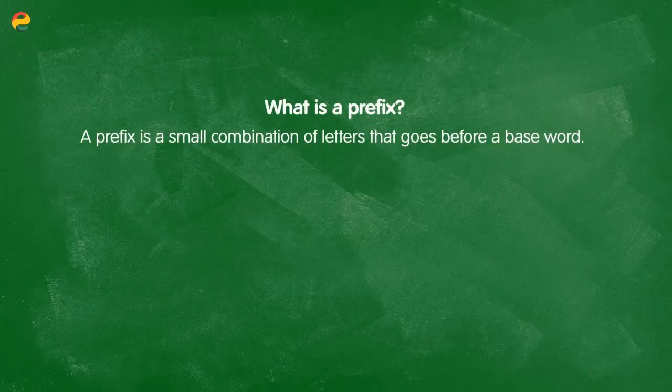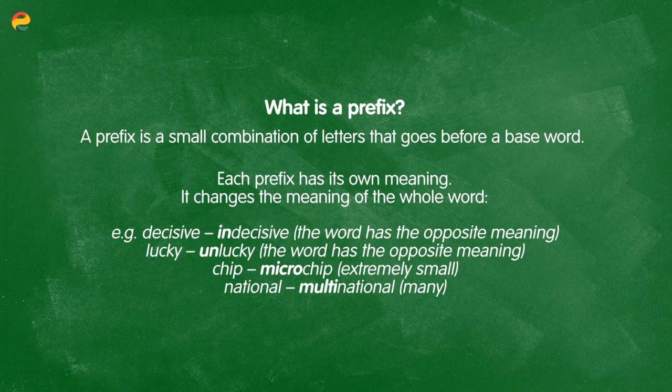First, we have what we call the prefix. This is a small addition to the beginning of the root word, which changes the meaning. For example, indecisive, or unlucky, or microchip, or multinational. Here, all of the root words, decisive, lucky, chip, national, have had their meanings changed by the addition of a prefix. Now, if that's a prefix, we have something else that I'm sure you've seen at the end of a word, and we call these suffixes.